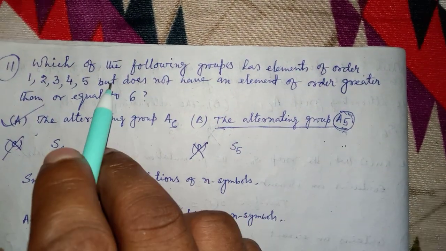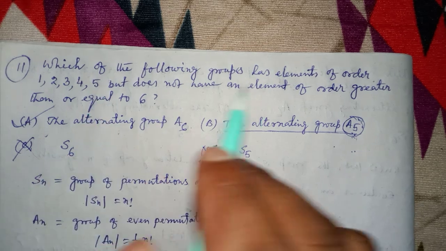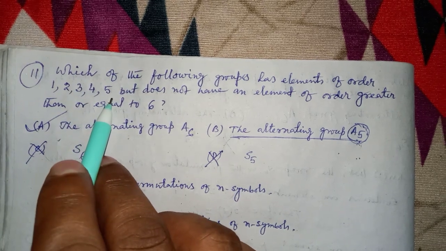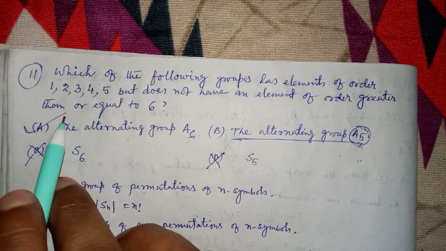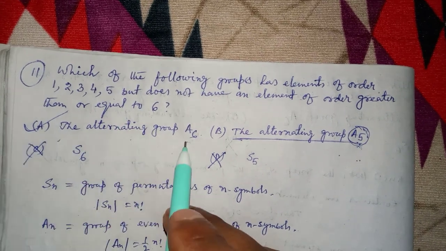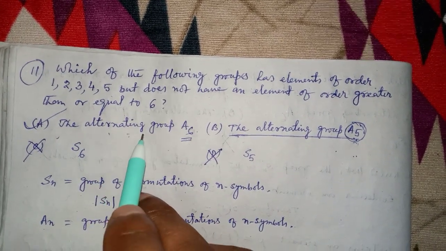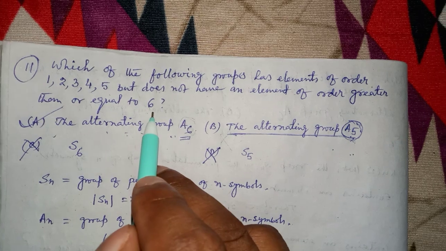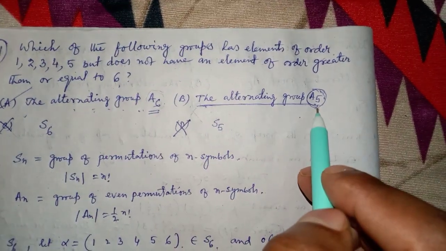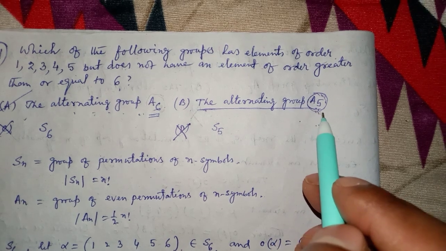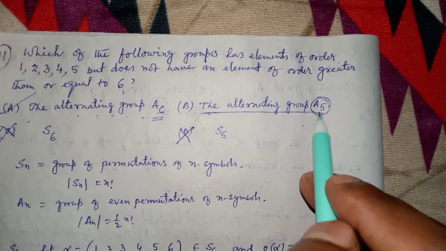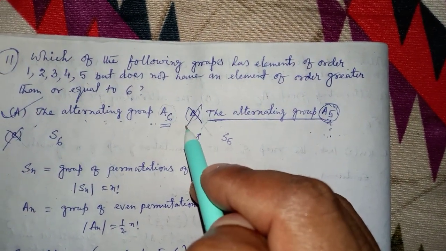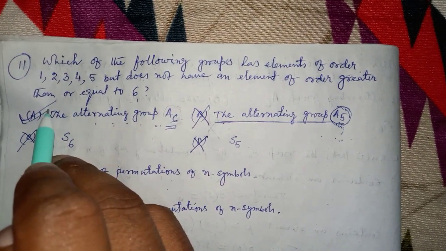But the problem says the group has elements of order 1, 2, 3, 4, 5 but does not contain an element of order greater than or equal to 6. A6 contains elements of order 1, 2, 3, 4, 5 but does not contain an element of order 6. But A5 does not contain an element of order 6 as well as not an element of order 4. So option B is false. Therefore only option A is true. Thank you.